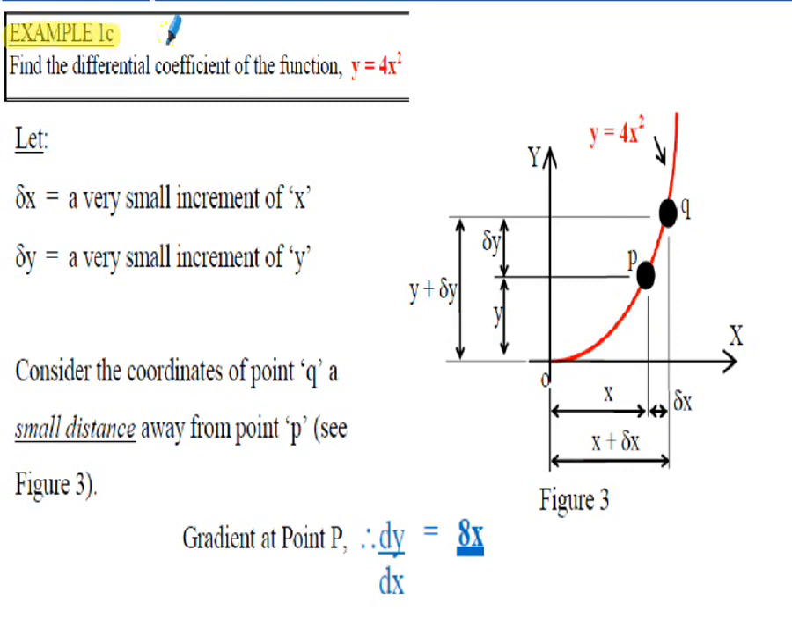Example 1c, again we're going to use exactly the same process on the previous slides to find the differential coefficient, but this time of the function y is equal to 4x squared. Again I've got my 4x squared term here. All the assumptions are the same about the delta x and the delta y, so going through the same classical differentiation process, we end up with a differential coefficient dy by dx is equal to 8x. So given the original function y is equal to 4x squared, when we differentiate it with our classical differentiation, we get the dy by dx is equal to 8x.